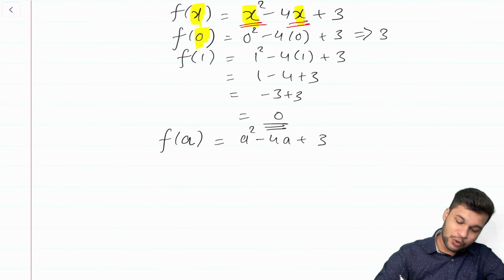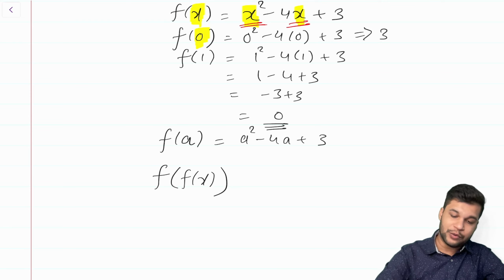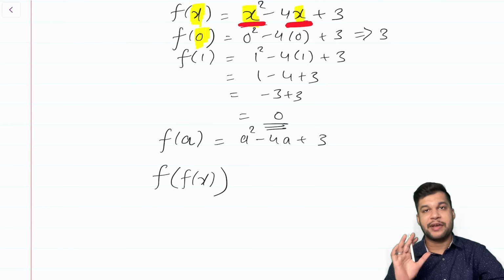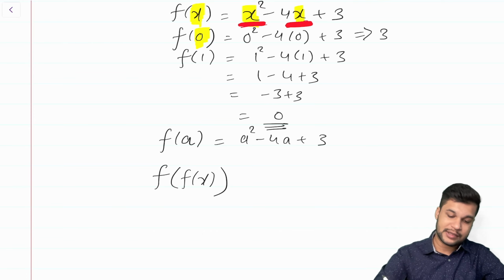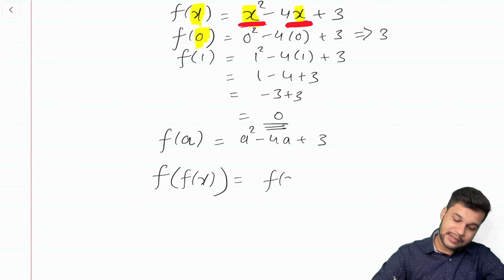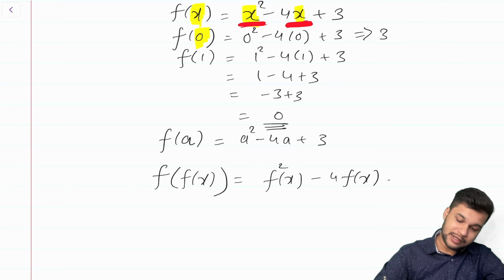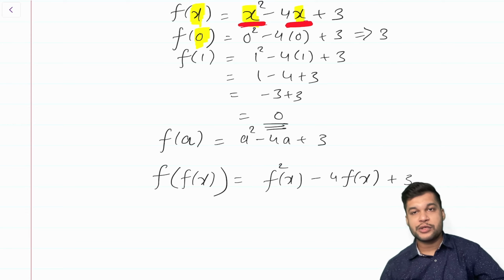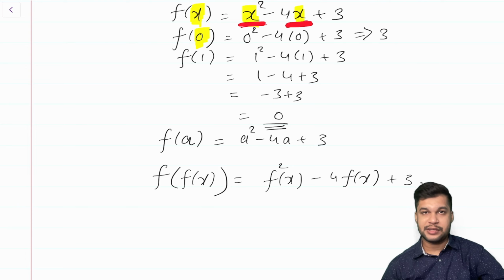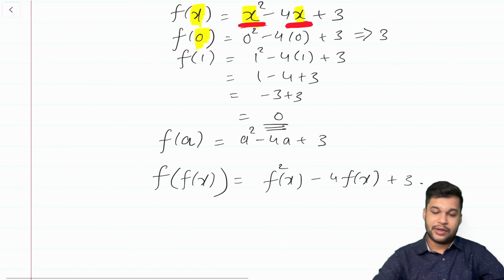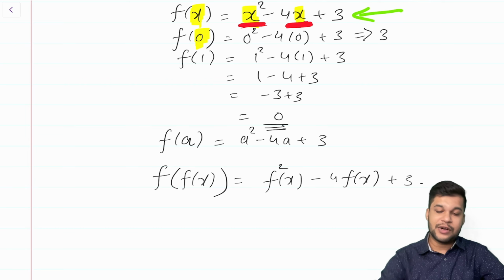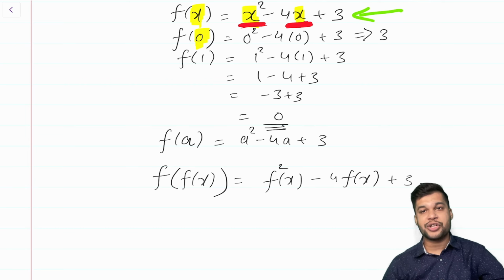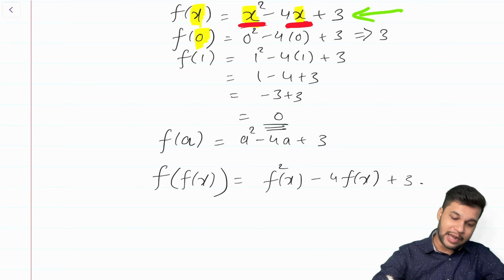Now this time I'm asking you, what is f of f(x)? So what will you do? In place of x, you will substitute f(x). So you get f(x) whole square minus 4 times f(x) plus 3. But if you observe, f(x) is a function in itself. So what does this become?